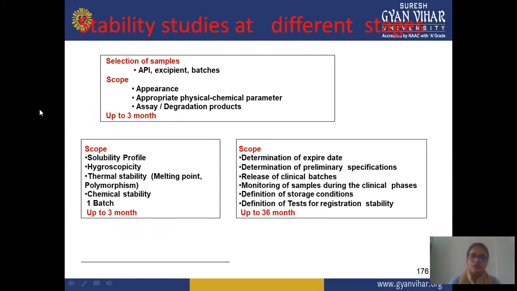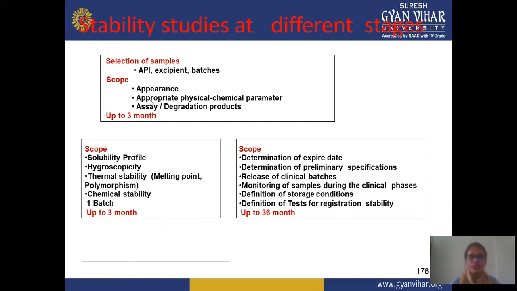Next is stability study at different stages. In this, first is selection of sample. The selection of sample may be API, excipient, or batch. This may be the active pharmaceutical ingredient, meaning a drug, or maybe excipient, or maybe batches from the API and your excipient. So this is the selection of sample, and after this, scope. Scope in this means which parameters you check.